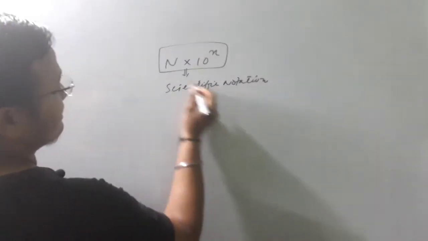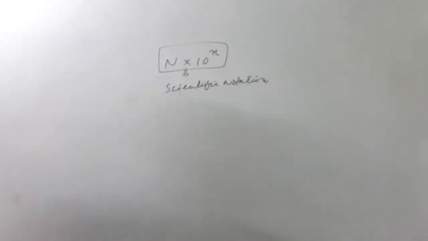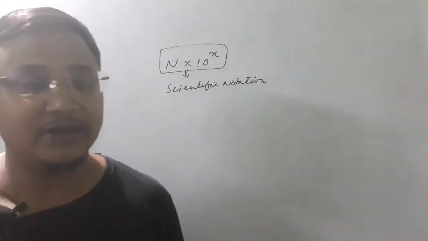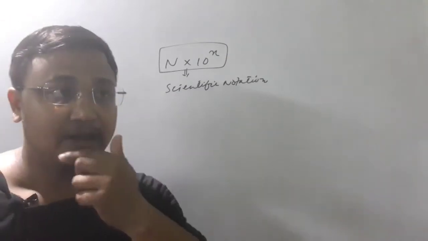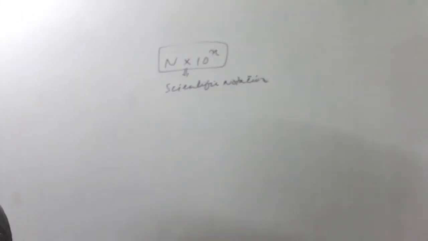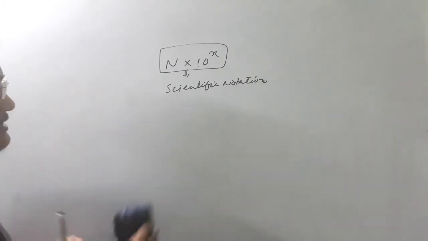And the value of N is between 1 and 10, and the power of this 10 may be positive, it may be negative, right? So now what exactly we have to discuss is that we have to go through some of the properties.